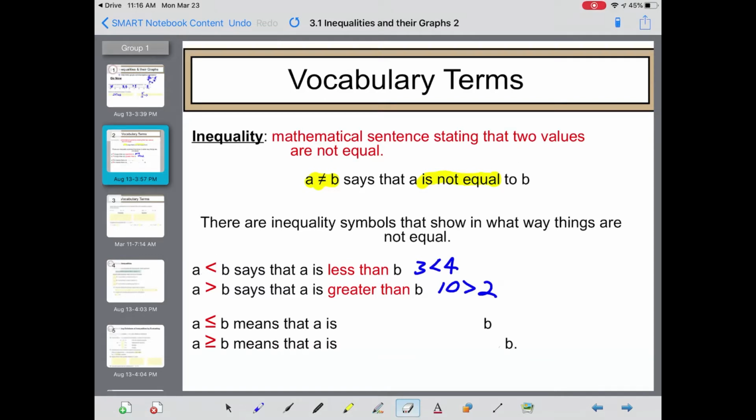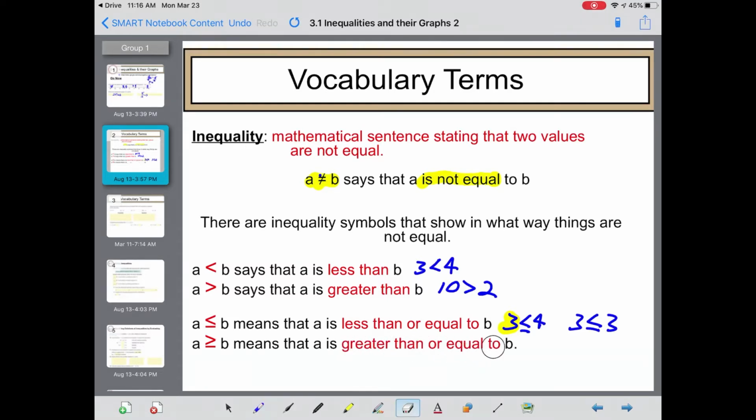And if you notice, the less than symbol shows up again, but this time it has a line underneath it. That means less than or equal to. So think of it as the less than symbol on top of half of an equal sign. So that could mean two things. That could also mean that 3 is less than 4, or less than or equal to 4. And then it could also mean that 3 is less than or equal to 3. 3 is not less than 3, but it's certainly equal to 3, so that makes that statement true.